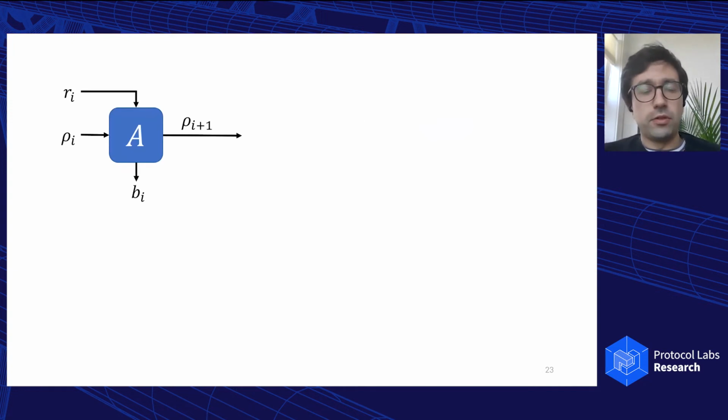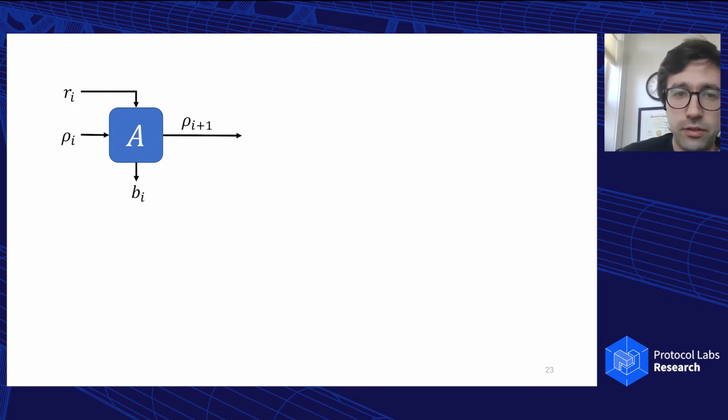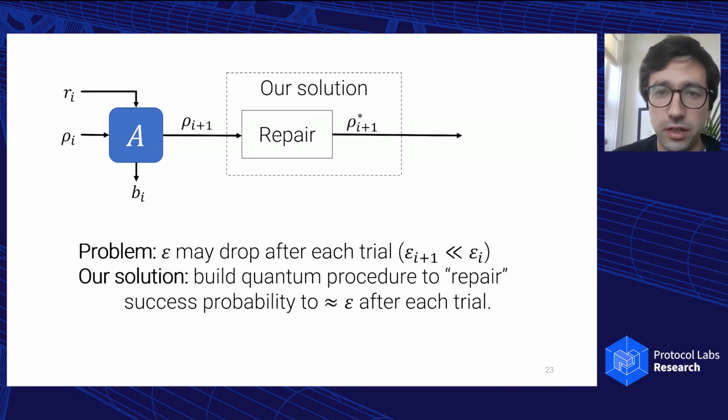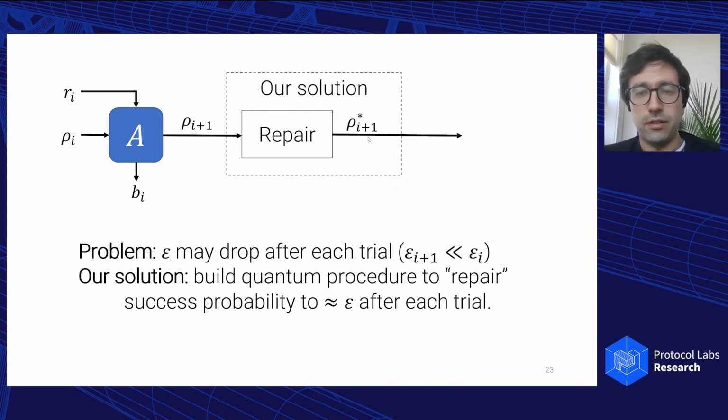So the way that we're going to resolve this is we're going to modify the way that we do rewinding. Rather than just doing one trial after the other and accepting this loss on the success probability, we're going to design a procedure called the state repair procedure, which takes the state and repairs the success probability. So the guarantee we're going to get is that if you apply the repair procedure, then with pretty good probability, this state is going to be as good, in terms of how successful the adversary is, as this state, this rho i state.